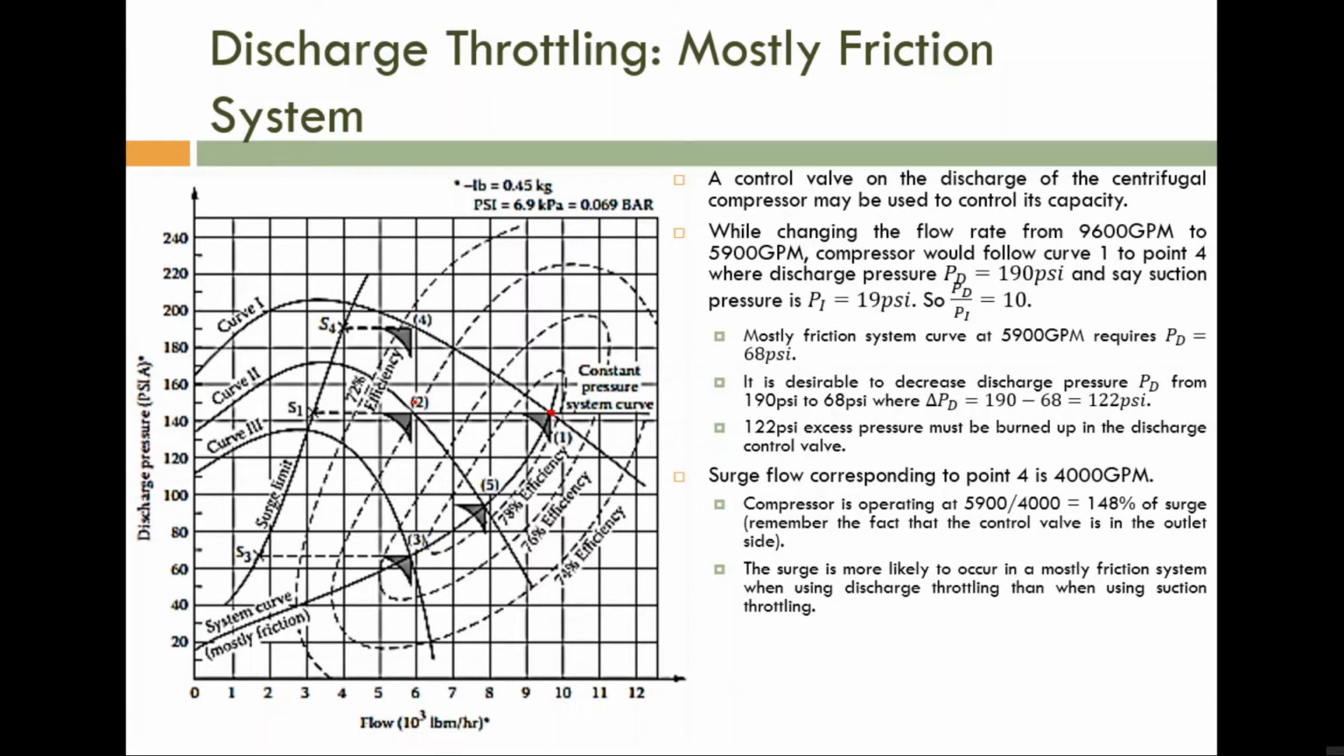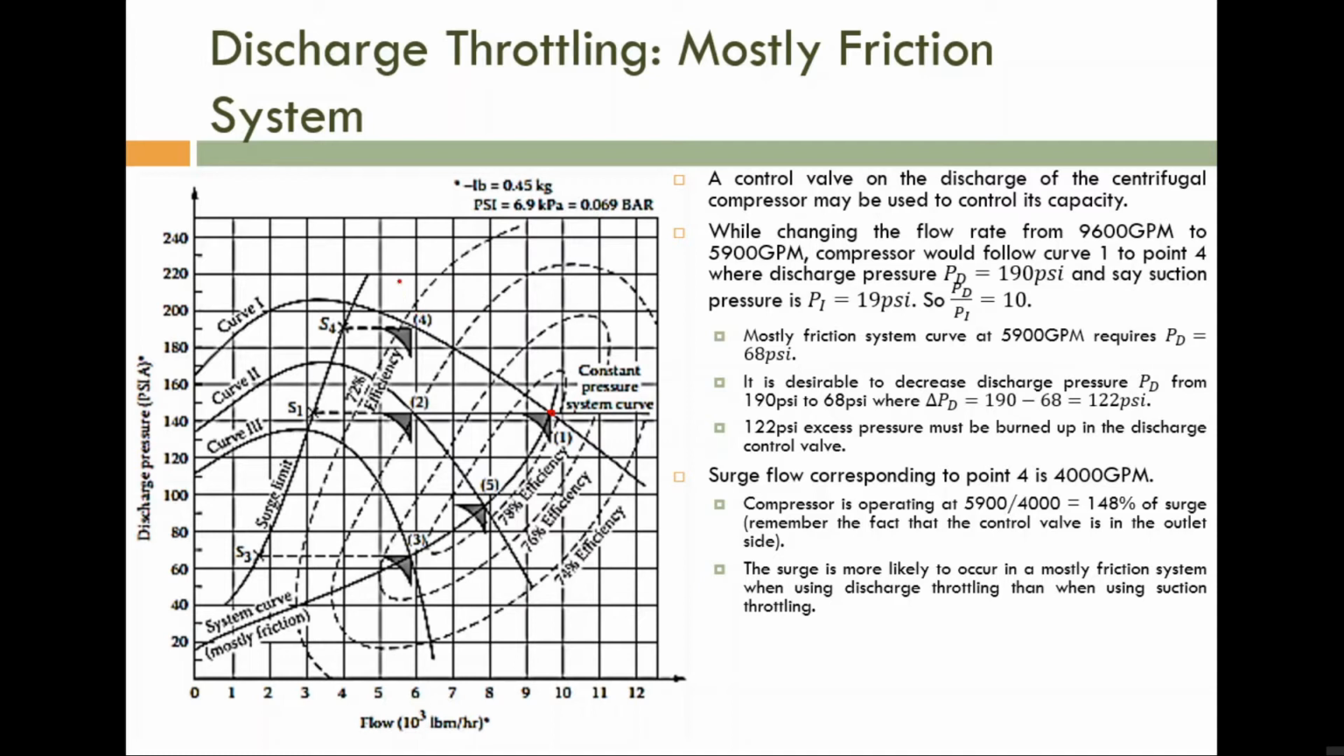The reason is, normally if it is following curve 1, then throughout this curve 1 the suction pressure is constant, that is 19 psi. So with the decrease in flow rate, actually the compressor ratio is changing. The compressor ratio is increased to 10. Corresponding to 5900 gallons per minute, suction pressure is 19 psi and the compressor ratio is 10. You can see that 190 divided by 19 is equal to 10.